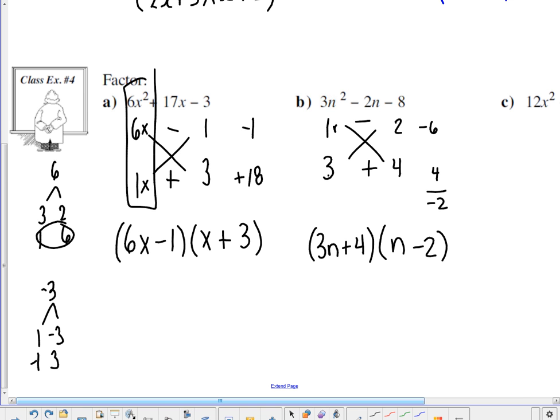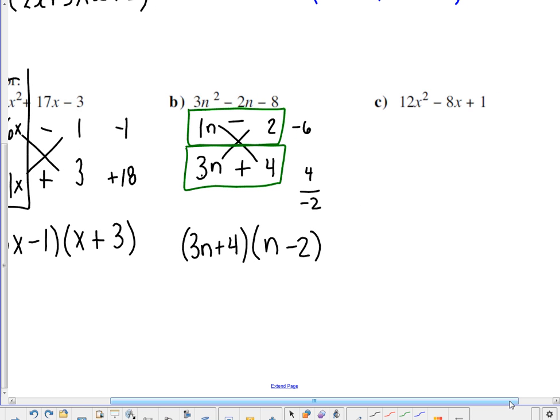So you could throw in your variables if it's helpful to you, or you can go straight to factored form. Right? And remember, each row is the factored, each binomial. Each row is a binomial. Are you ready to try the next one on your own? Why not?